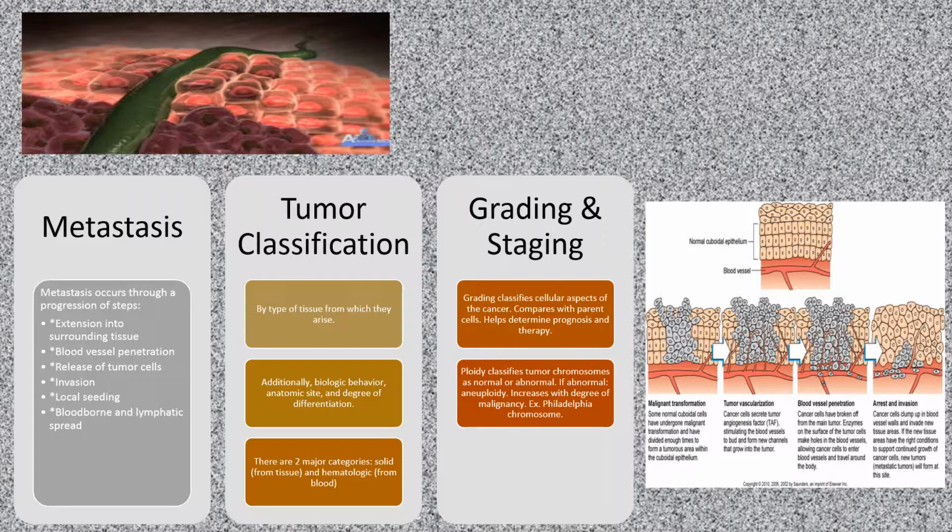Ploidy classifies tumor chromosomes as normal or abnormal. If abnormal, aneuploidy increases with the degree of malignancy. An example would be the Philadelphia chromosome. The staging classifies clinical aspects of the cancer, such as location of the cancer and its degree of metastasis. This is done by TNM, tumor node metastasis.